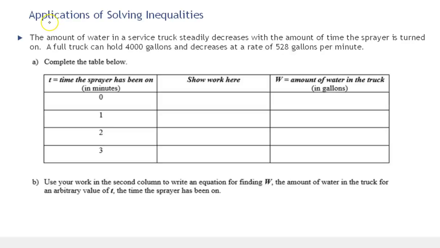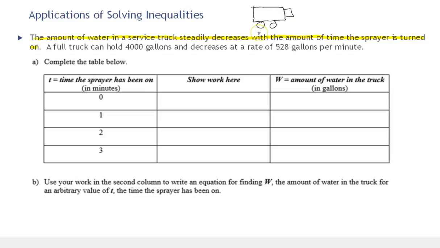In this video, we're going to look at an application of solving inequalities. So let's read the question. The amount of water in a service truck steadily decreases with the amount of time the sprayer is turned on. Okay, so you should try to visualize this situation. Get an idea of what's going on here. So there's some sort of truck, a service truck.